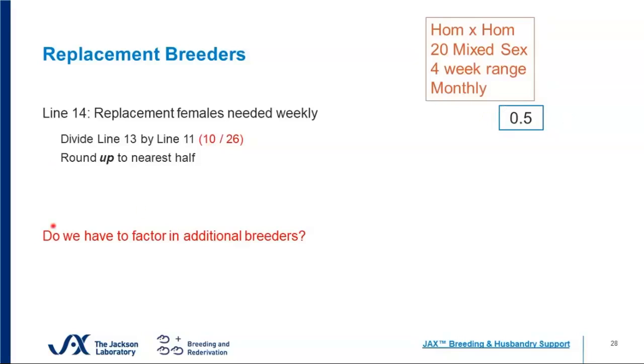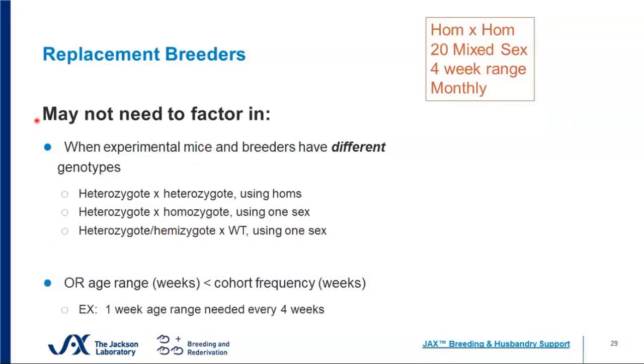And the last part we have to think about then is, do we actually have to factor in additional breeders into the colony to deal with these replacement females that we need every other week? And you need to then look at these criteria. So if your experimental mice and your breeders have different genotypes, for example, you're breeding het by het and you're using homozygotes, or you're breeding het by hom and you're just using only one sex in a couple of these scenarios, or if your age range in weeks is less than your cohort frequency in weeks. So if you need, say, a 1 week age range, but you need them every 4 weeks. If either of these apply, you don't have to factor in additional breeders.